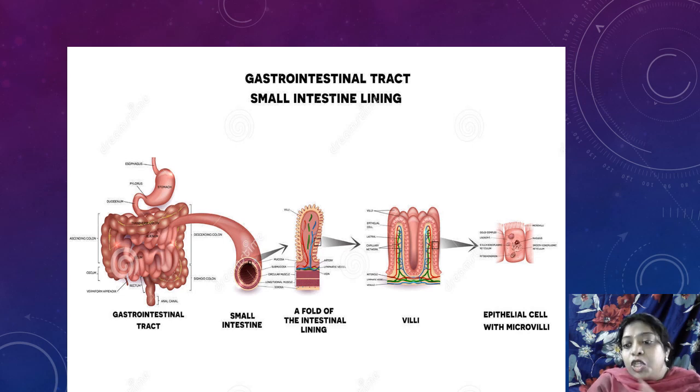The main function of the small intestine is absorption and digestion. Of course, the small intestine is especially folded, with many linings and finger-like projections, and that is called the villi. Before I go into the villi, I'll tell you three important structures.